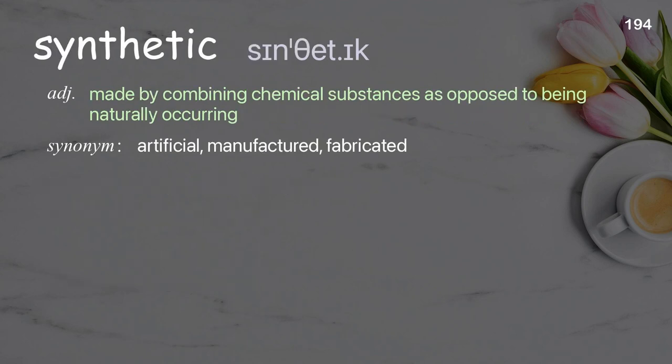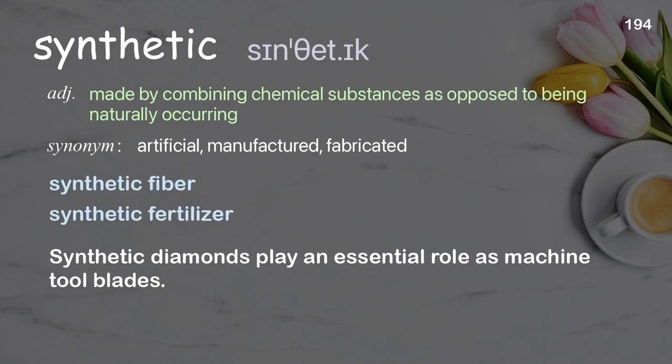Synthetic: made by combining chemical substances as opposed to being naturally occurring. Examples: synthetic fiber, synthetic fertilizer. Synthetic diamonds play an essential role as machine tool blades.